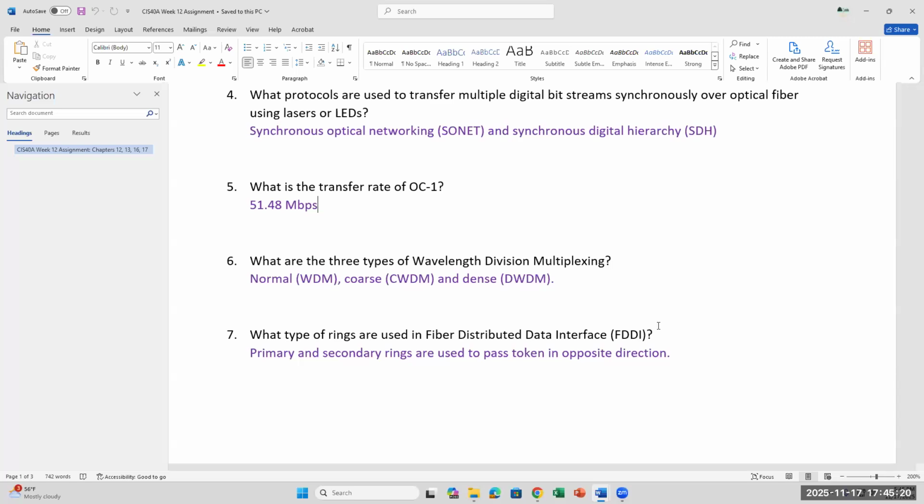But token ring technology is implemented in communication in different ways. So in a fiber distributed data interface, your FDDI, you have 2 rings, primary and secondary. This is used to pass the token in opposite directions.